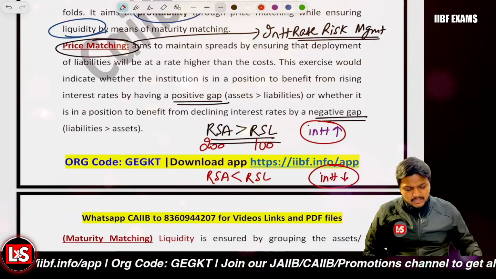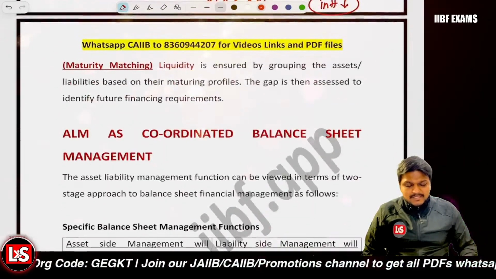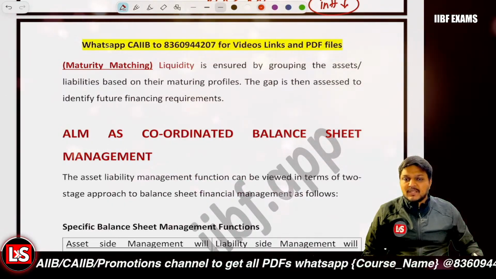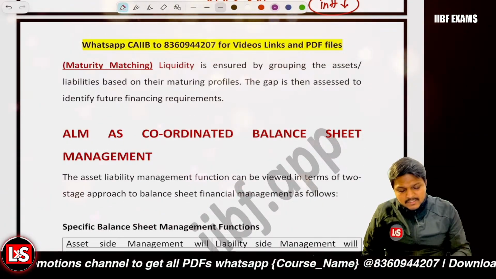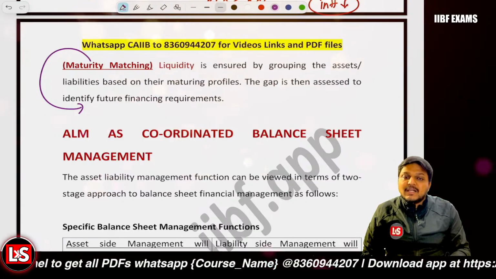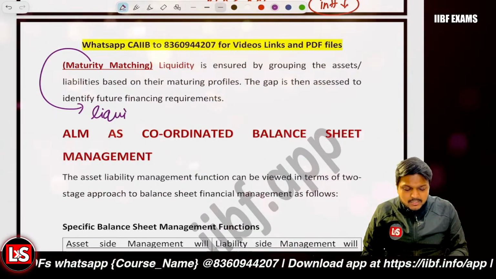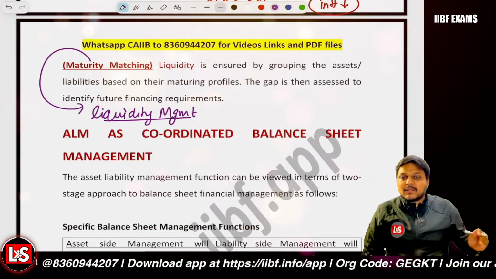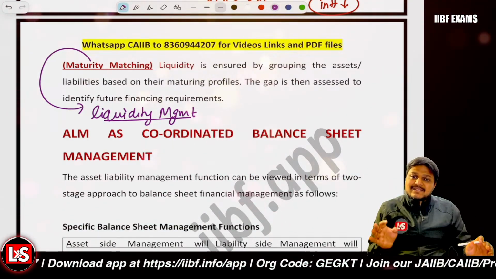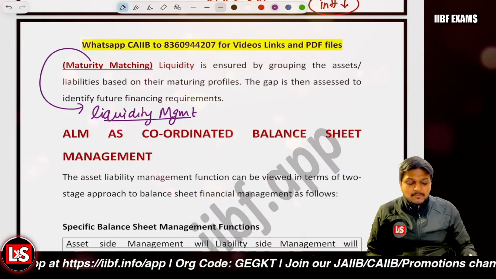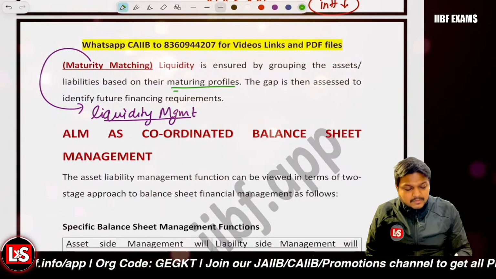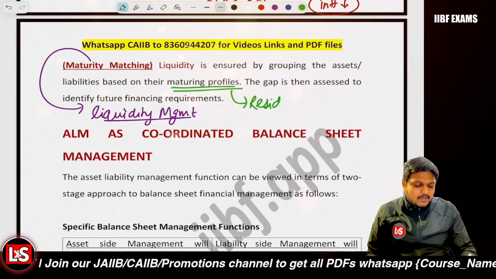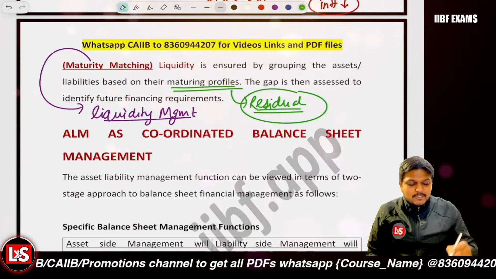It's all about interest rate risk management. The second concept under the micro objective was related to maturity matching. And maturity matching is related to what? It's related to liquidity management. Now, assets and liabilities will be grouped together based upon the maturity profile, or the residual maturity.